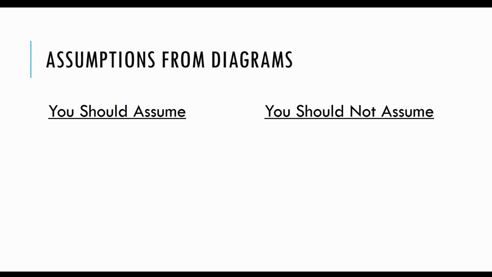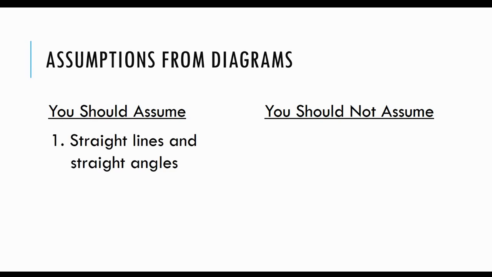Okay, so knowing those 3 things is going to help us figure out what we can and cannot assume from diagrams. So this is very, very important, and we're going to be doing a lot of problems where we look at a diagram and we think, okay, yes, I can assume this, or no, I cannot. So let's start with the list of what we can assume. We can assume straight lines and straight angles. Okay, so if something appears to be a straight line, that's something that we can assume. Same thing with an angle. If it looks like it's a straight angle, we can assume it.